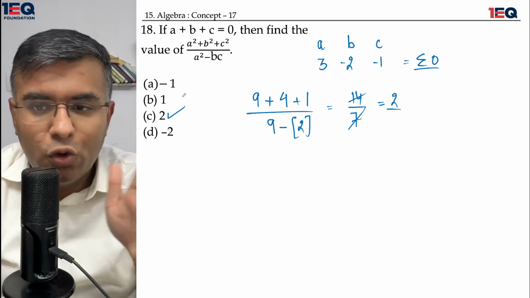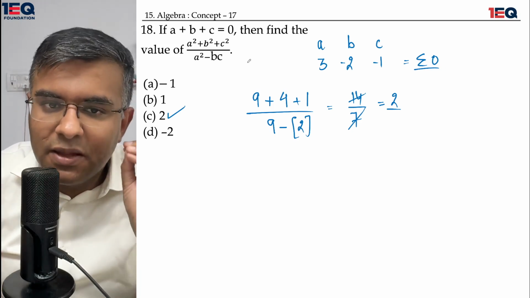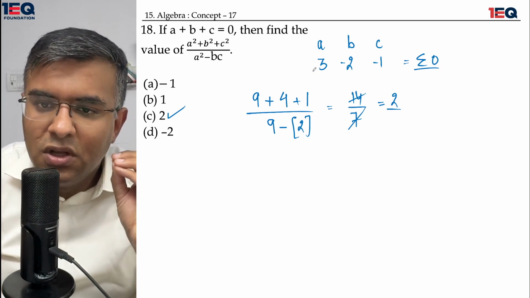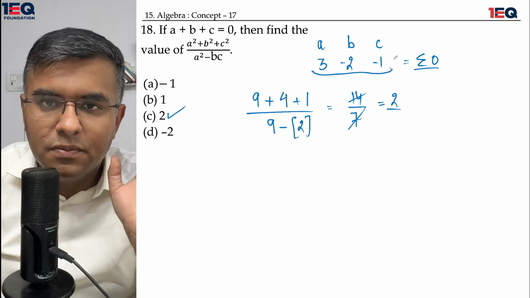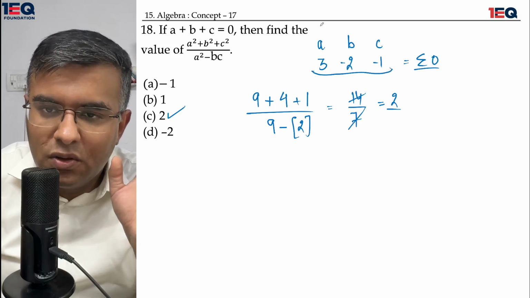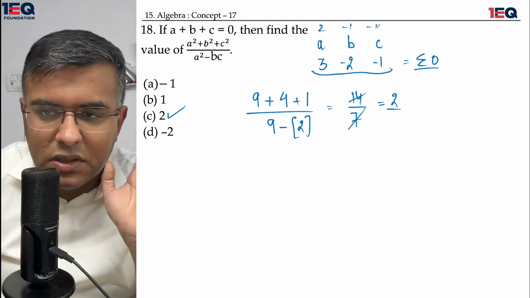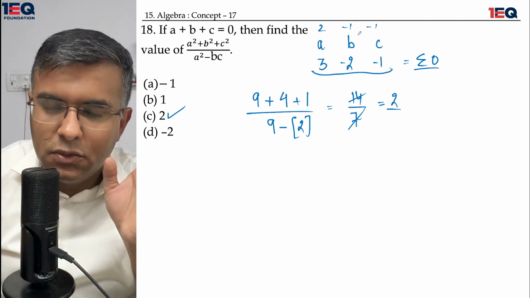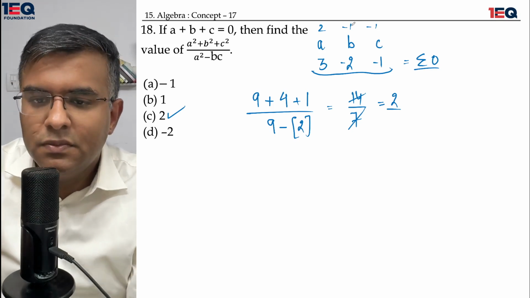I hope I've made myself very clear that every time you see a plus b plus c equal to 0, use the simplest form. You can also go with 2, minus 1 and minus 1. No big deal, you can go with this, no problem. I'll move on.